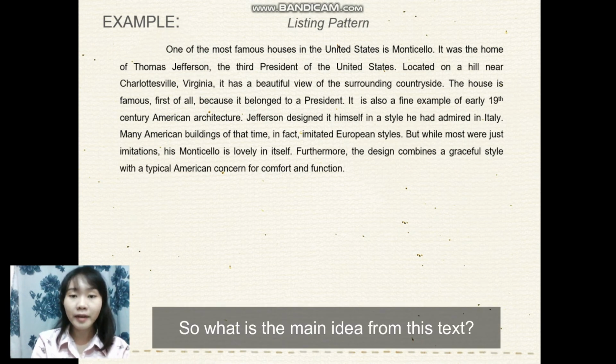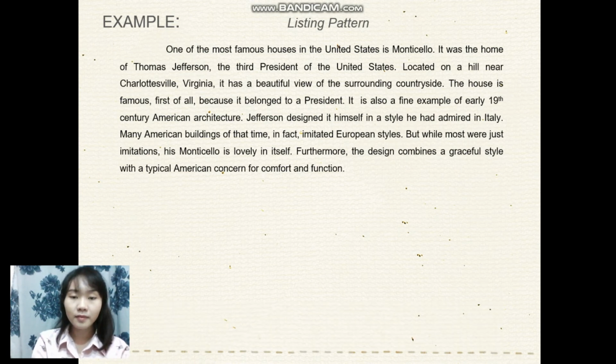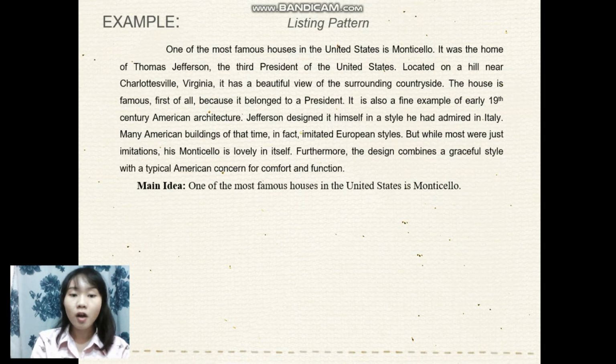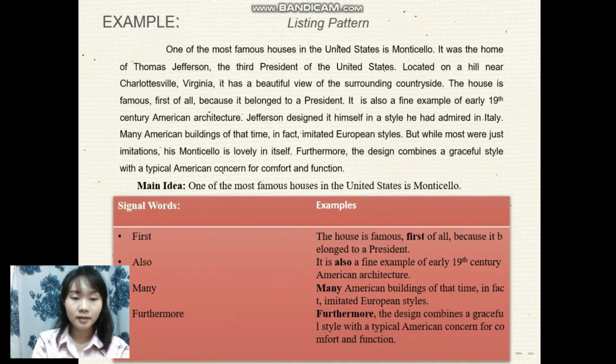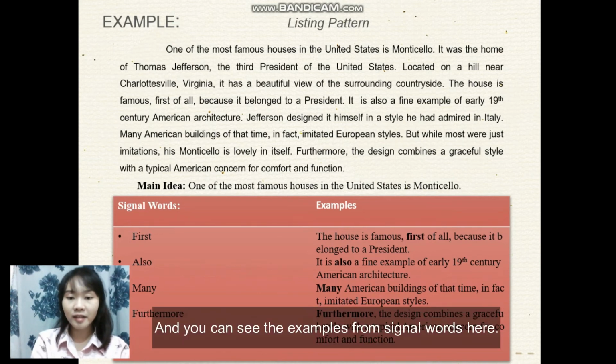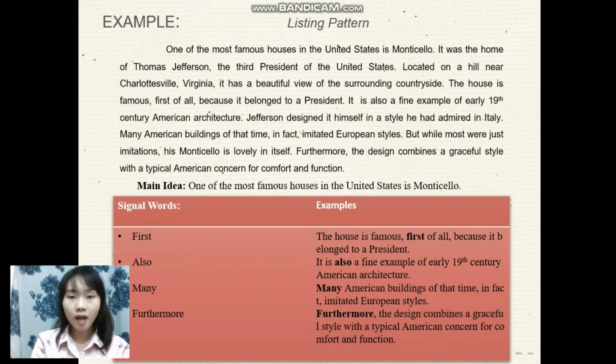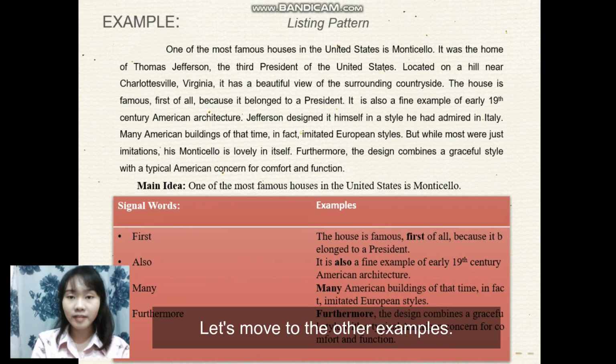So, what is the main idea from this text? The main idea is that one of the most famous houses in the United States is Monticello. And here are the signal words from the listing pattern: first, also, many, and furthermore. And you can see the examples of some words here. Okay, let's move to the other example.